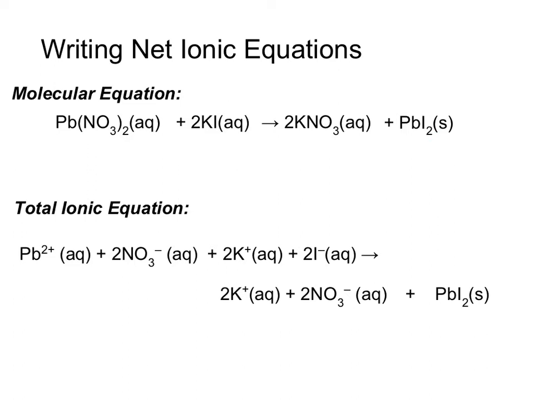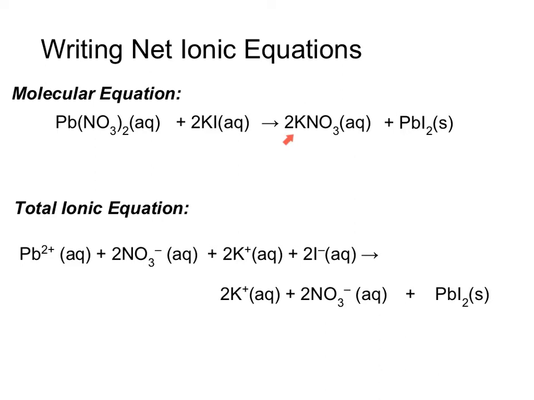To move then to an ionic equation, we split up everything that is aqueous into its respective ions. In other words, lead nitrate consists of 1 lead 2 plus ion and 2 nitrate ions. We have 2 from our chemical formula, so now we have 2 nitrate ions. Note that our subscript here now becomes a coefficient, indicating that it's 2 entire nitrate ions. Likewise, our potassium iodide splits up into 2 potassium ions and 2 iodide ions.